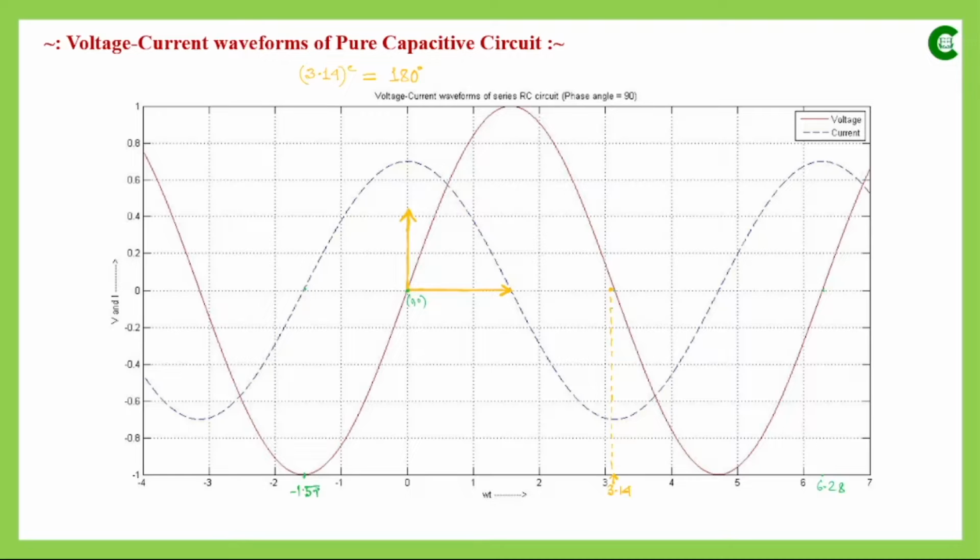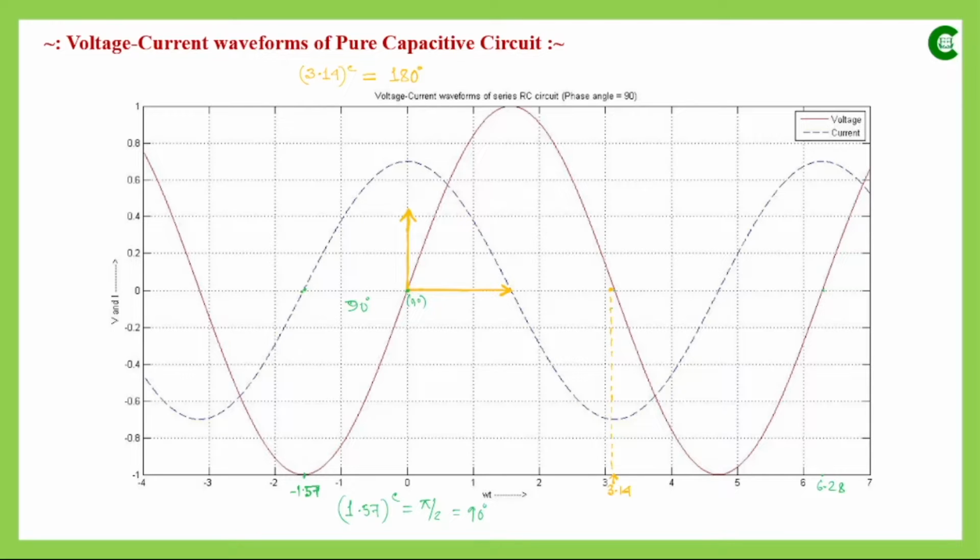This is 1.57. That means this measurement of 1.57 radian will be the measurement of pi by 2, that means 90 degree. So between this point and this point, the angular measurement is 90 degree or pi by 2, and this is the waveform of current.